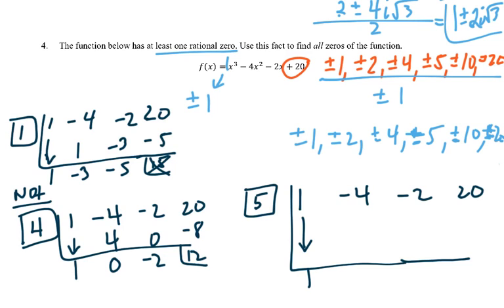We have 5 times 1 is 5. Negative 4 plus 5 equals 1. 5 times 1 is 5. Negative 2 plus 5 equals 3. 5 times 3 is 15, which gives us 35. That didn't work. Let's try it when we have a negative.